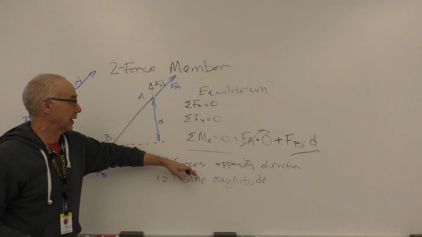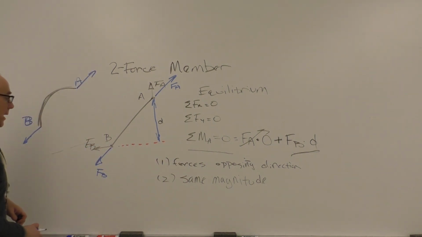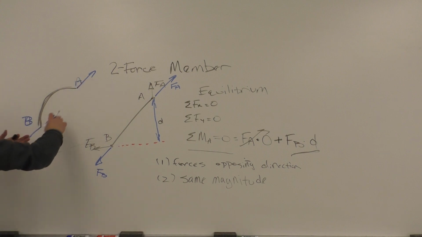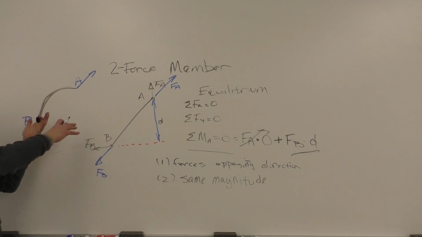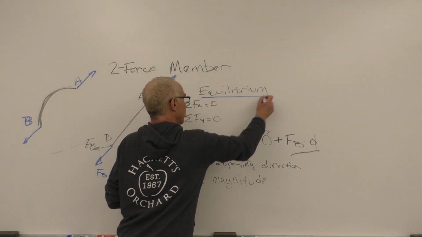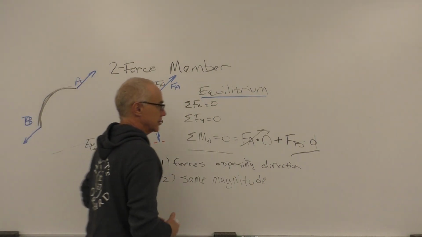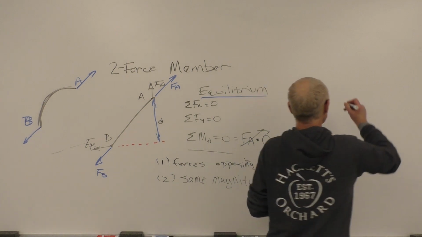They're going to have to be essentially in the opposing direction. In other words, they're going to be parallel, and they're going to have the same magnitude, so that we'll have no translation, and we'll have no rotation. In other words, they're in equilibrium. And that's the point, that they're in equilibrium. So this is really useful when we're dealing with structures or trusses, for example.